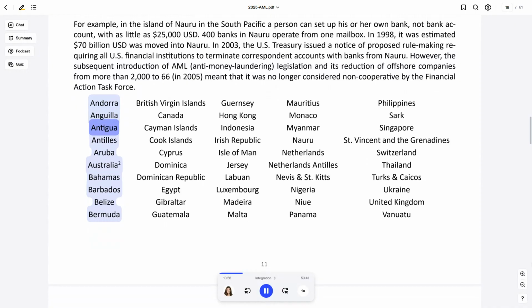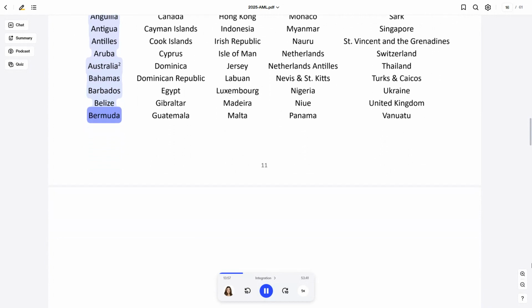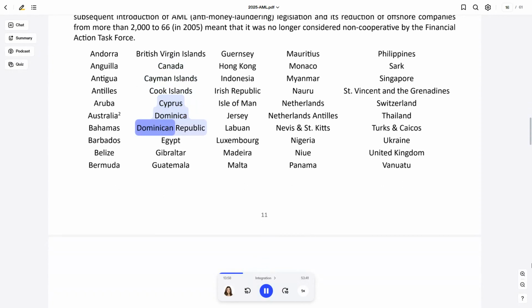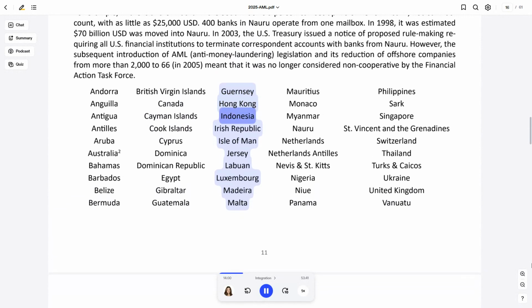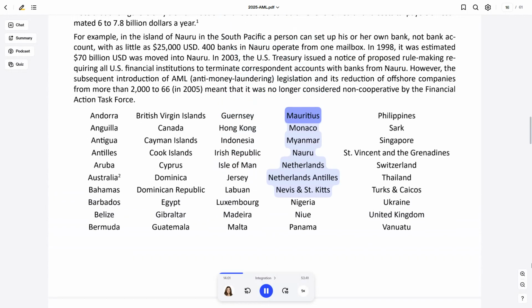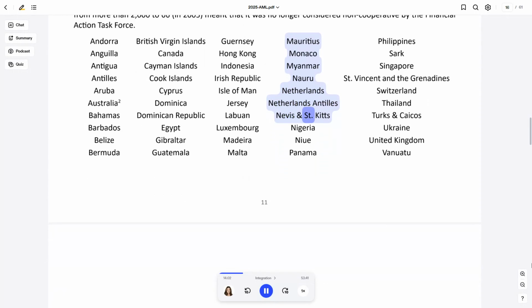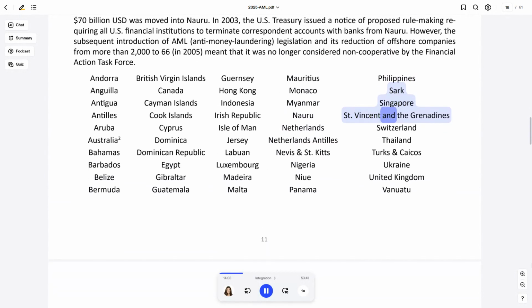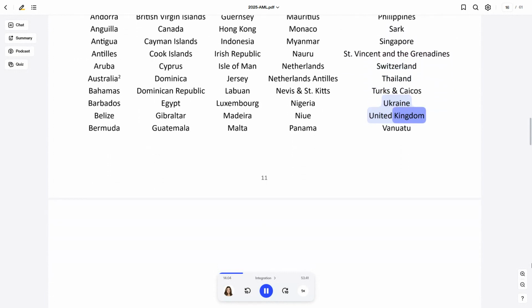Andorra, Anguilla, Antigua, Antilles, Aruba, Australia, Bahamas, Barbados, Belize, Bermuda, British Virgin Islands, Canada, Cayman Islands, Cook Islands, Cyprus, Dominica, Dominican Republic, Egypt, Gibraltar, Guatemala, Guernsey, Hong Kong, Indonesia, Irish Republic, Isle of Man, Jersey, Labuan, Luxembourg, Madeira, Malta, Mauritius, Monaco, Myanmar, Nauru, Netherlands Antilles, Nevis, St. Kitts, Nigeria, Niue, Panama, Philippines, Sark, Singapore, St. Vincent and the Grenadines, Switzerland, Thailand, Turks and Caicos, Ukraine, United Kingdom, Vanuatu.